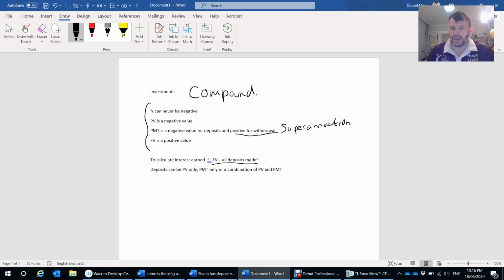So what we're going to be doing today is we're going to look at a couple of examples of how we use compound interest with our TVM solver, and then we're going to get to some questions.